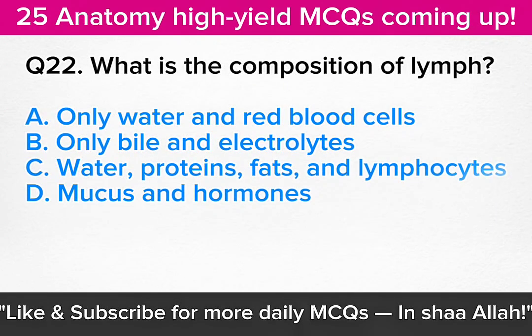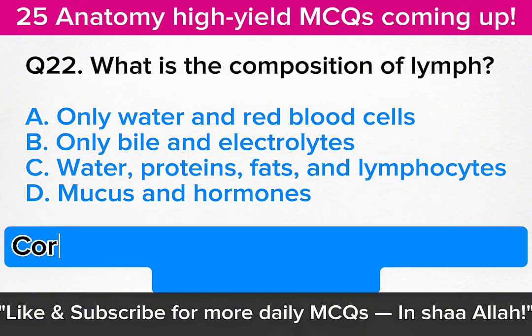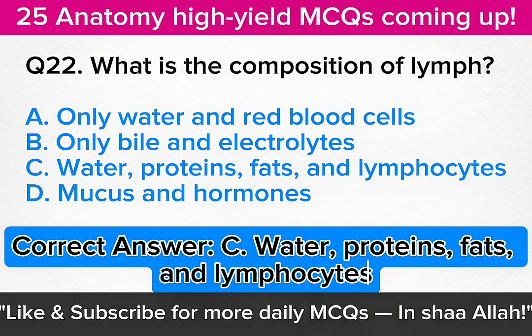Q22. What is the composition of lymph? A. Only water and red blood cells. B. Only bile and electrolytes. C. Water, proteins, fats, and lymphocytes. D. Mucus and hormones. Correct answer: C. Water, proteins, fats, and lymphocytes.